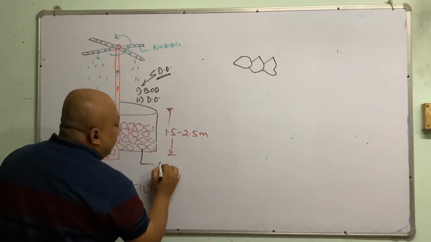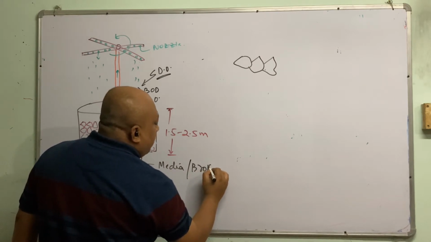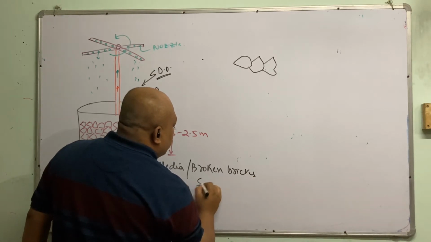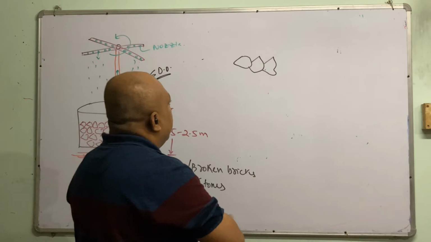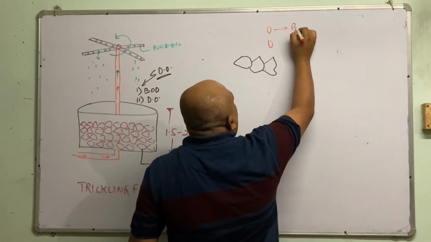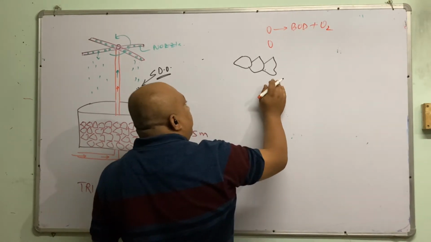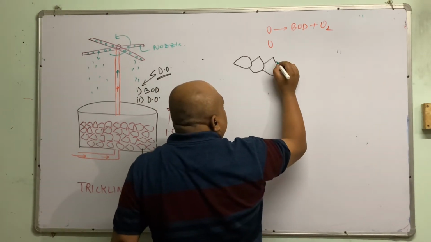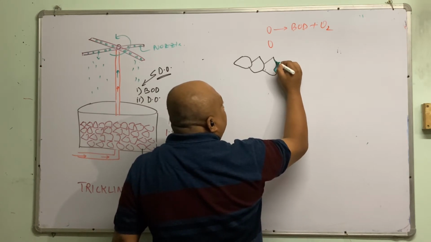This is a media. This can be broken chips, bricks, broken bricks, or stones. Now what happens is, when this wastewater contains a lot of BOD, plus dissolved oxygen is there, some bacteria start growing over here on the surface of the media.